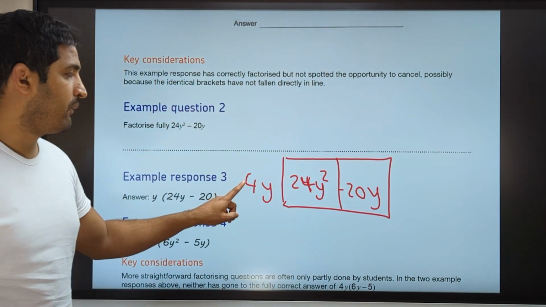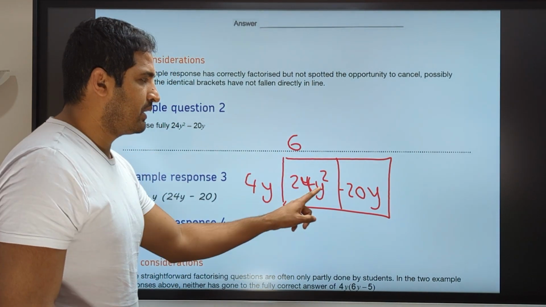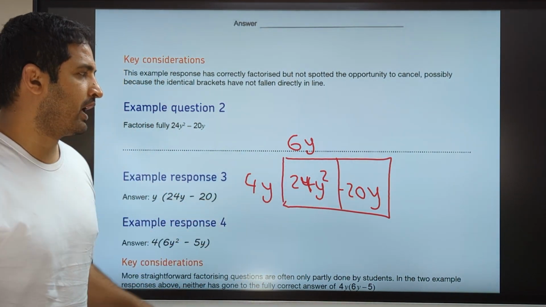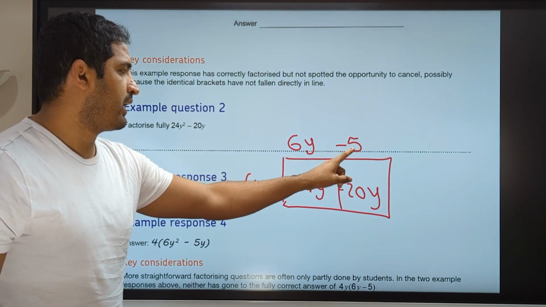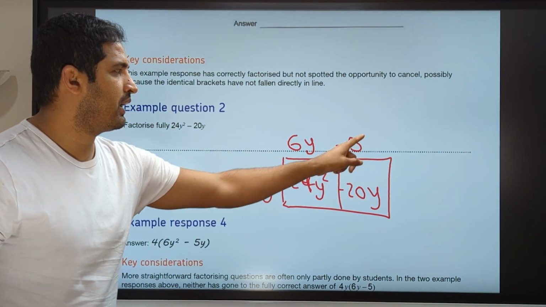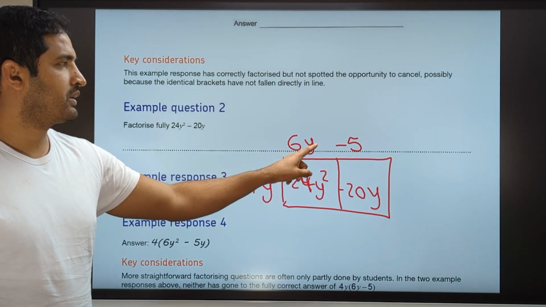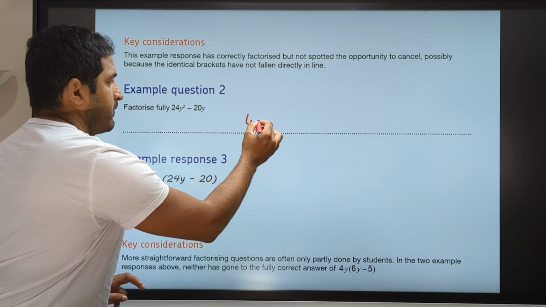Now 4 times what gives you 24? We said 6. And y times what gives you y squared? We said y. And then 4 times what gives you negative 20? We said negative 5. And y times 20 is negative 20y, so we don't have to have y here. So that's your answer: 4y times 6y minus 5. So the correct answer would have been that.